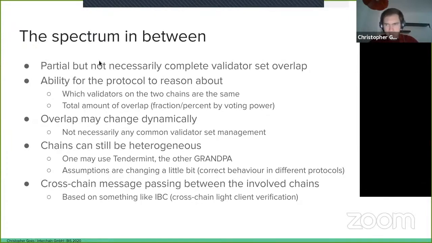The specifics of this may vary because we're dealing with heterogeneous chains. They might use slightly different consensus algorithms. Mostly here I'm talking about proof of stake using BFT. But there's not necessarily any sort of common validator set management. There's no master chain between Cosmos and Near. However, they do have the ability to communicate with each other. In order for this to be interesting, the situation we're talking about is where there are users who are sending cross-chain messages over some kind of bridge between the two involved chains.